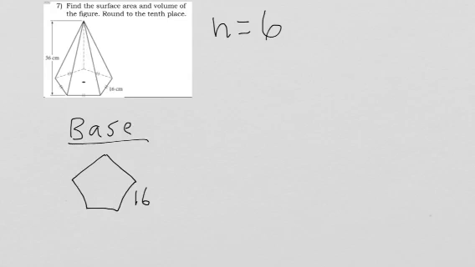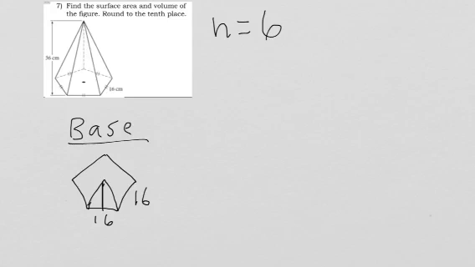pentagon is actually split up into 5 triangles, right? Each of those triangles has a base of 16. So to find the area of the base, we're going to have to find the area of one of those triangles and multiply it by 5, right? So what we normally do is we have to find the height of the triangle, and then we multiply that by half of the base, which is 8. Oh, sorry, no. We just multiply by the whole base, which is 16, right? And then we're going to multiply that by 5.